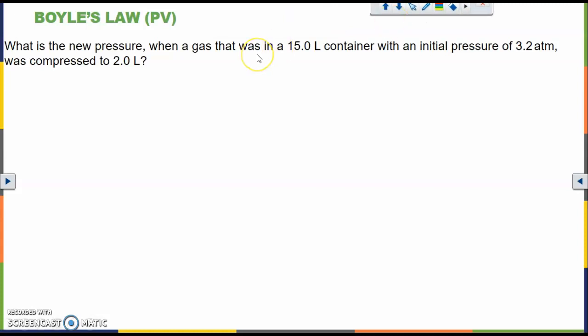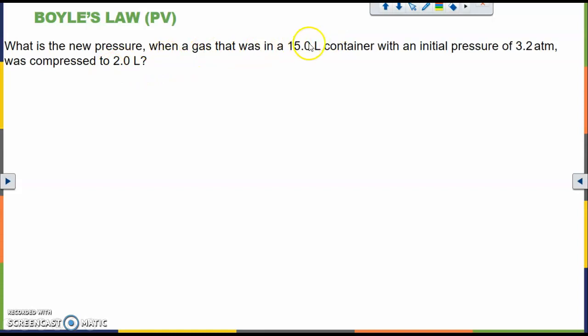The first law that we're going to be talking about is Boyle's law, which is about pressure and volume, and this is a sample mathematical problem. It says, what is the new pressure when a gas that was in a 15-liter container, so that's obviously volume, with an initial pressure, initial meaning P1, of 3.2 atmospheres, was compressed to 2 liters. Now you have 2 volumes.